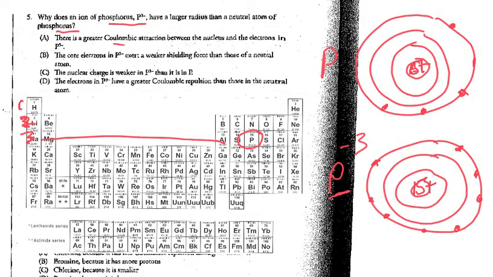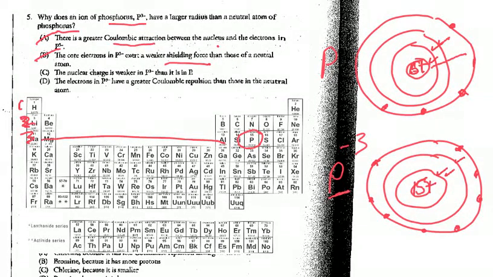There's a greater Coulombic attraction between the nucleus and the electrons in P-3. And that can't be true because there's the same number of protons in both of them, and the distance to the outer shell is roughly the same. So I don't think that's likely. And then B, the core electrons in P-3 exert a weaker shielding force than those of the neutral atoms. And that can't be true either because there's 2 shells that are completely full as core shells in both of them, so they have the same amount of shielding.